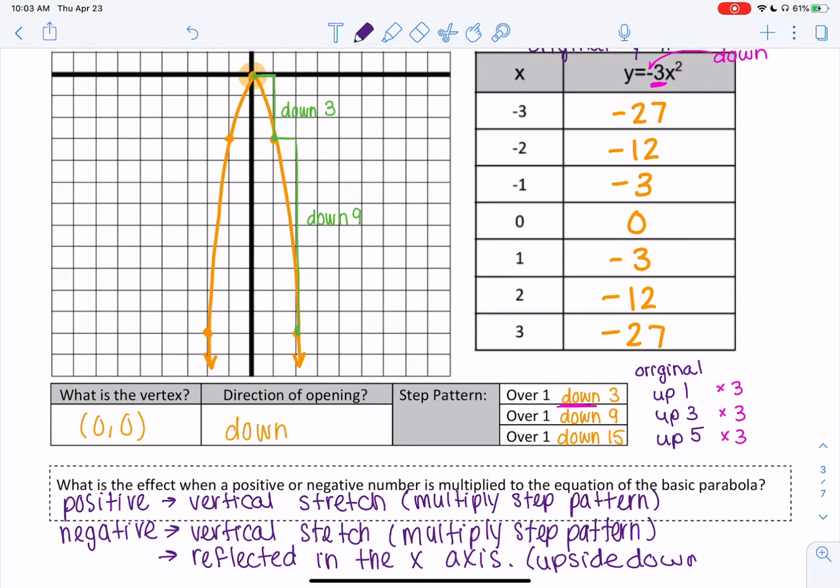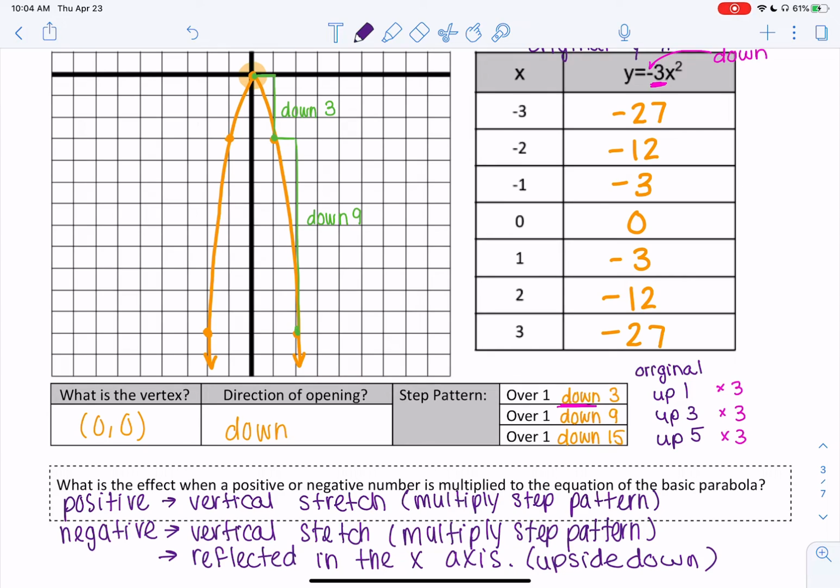So that negative in front of that 3 is stretching it, so making it skinnier, but it's also flipping it upside down. And the way I like to remember that is if it's positive, it's a happy parabola, and then if it's flipped upside down and our a value is negative, it's a sad negative parabola.